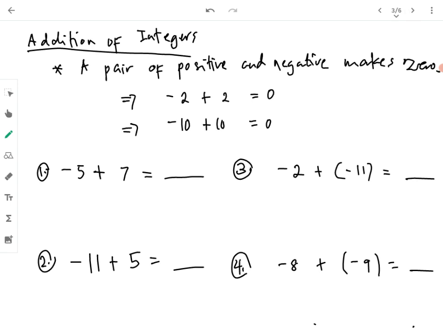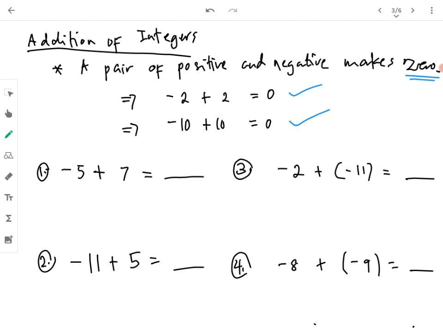Addition of integers. Our simple rule is that when we have a pair of positive and negative, that pair makes 0. For instance, negative 2 and plus 2 gives us 0. Minus 10 and plus 10 makes 0. That principle alone is what we're going to use when we add integers.